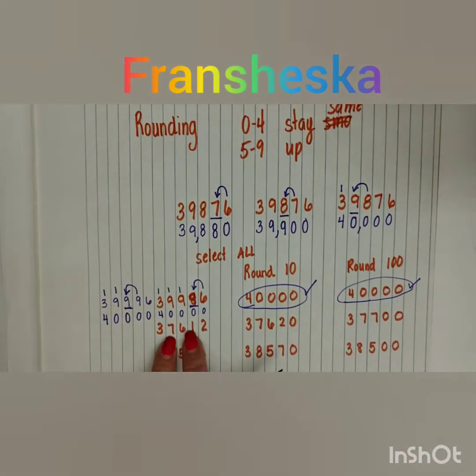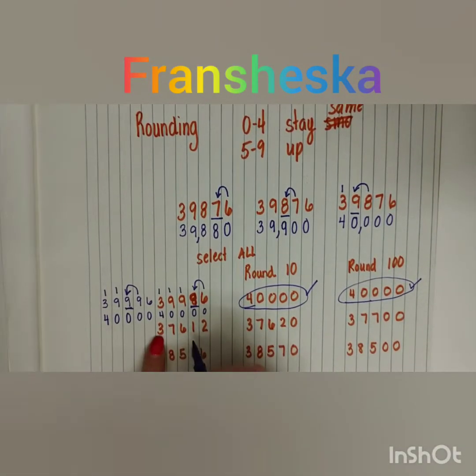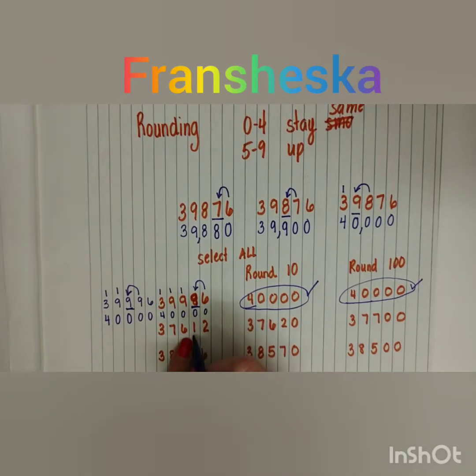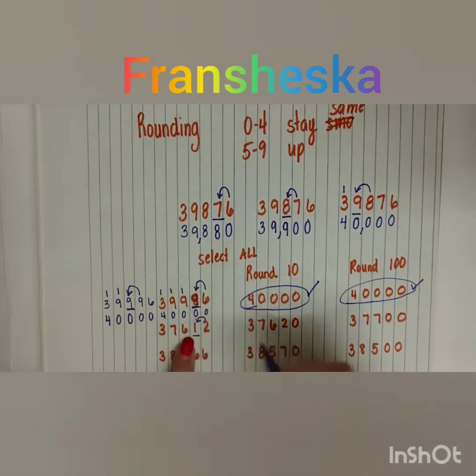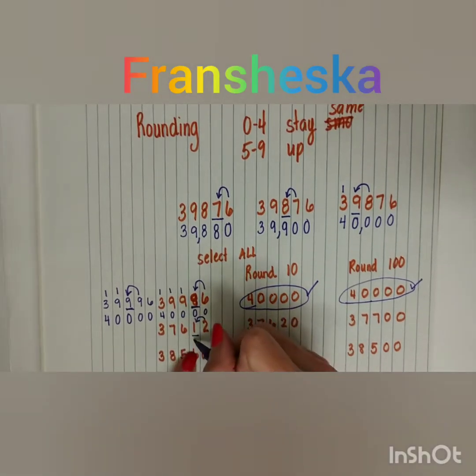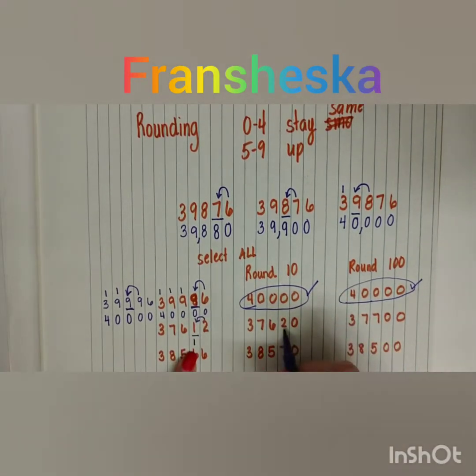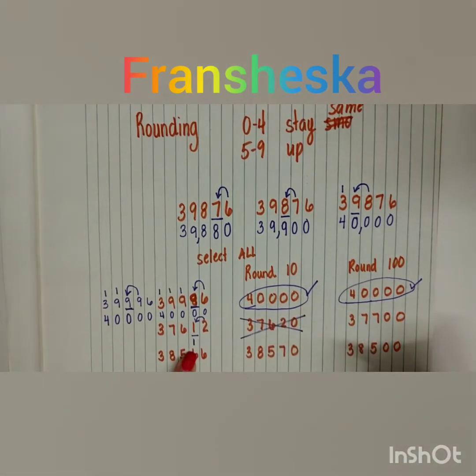Now I'm going to go to this one. I'm rounding 37,612 to the tens. That 2, does it tell the 1 to go up or stay the same? It tells it to stay the same. And I can see right here, this says go up, so this is not a correct answer choice.